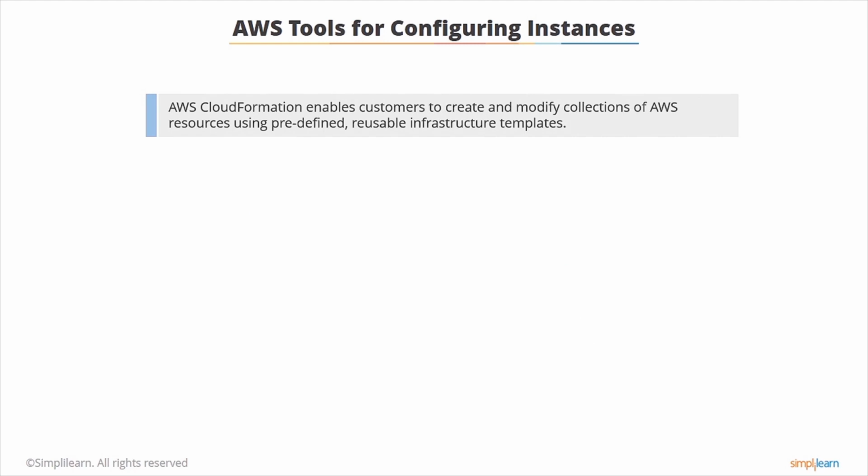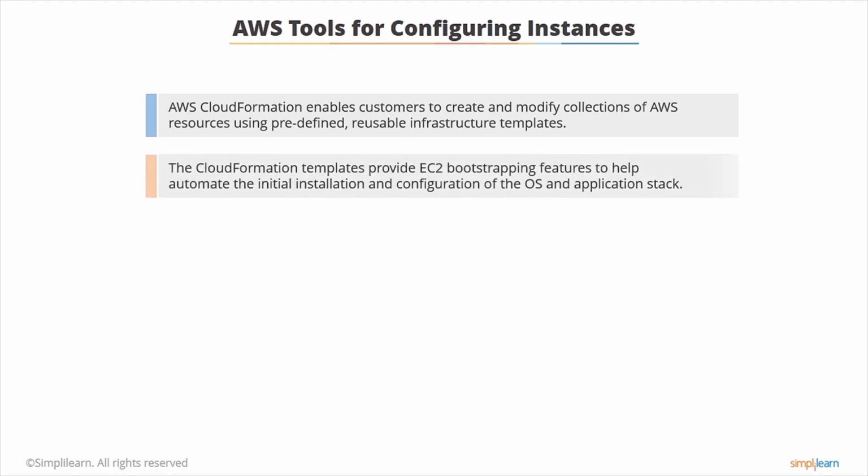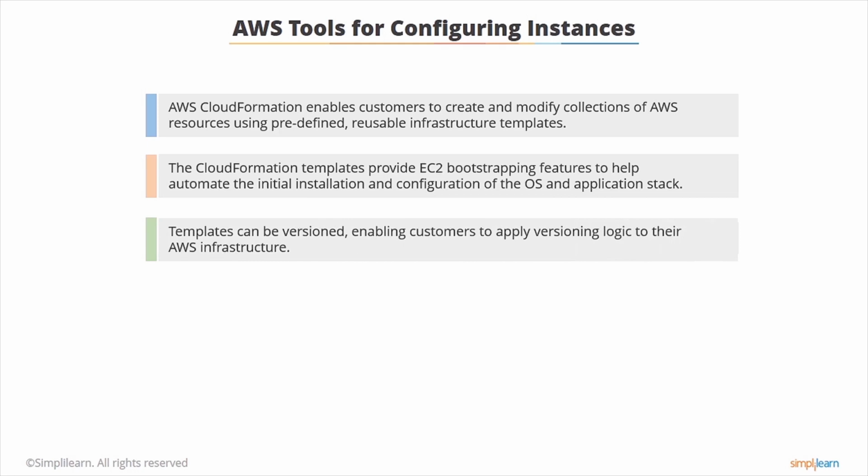AWS CloudFormation enables customers to create and modify collections of AWS resources using predefined reusable infrastructure templates. The CloudFormation templates provide EC2 bootstrapping features to help automate the initial installation and configuration of the OS and application stack. Templates can also be versioned, enabling customers to apply versioning logic to their AWS infrastructure the same way they do with software.